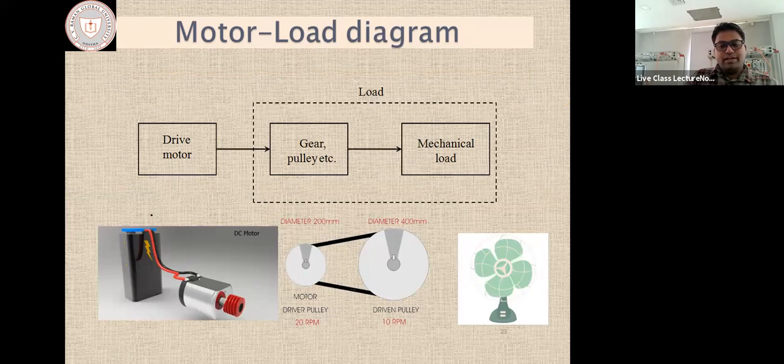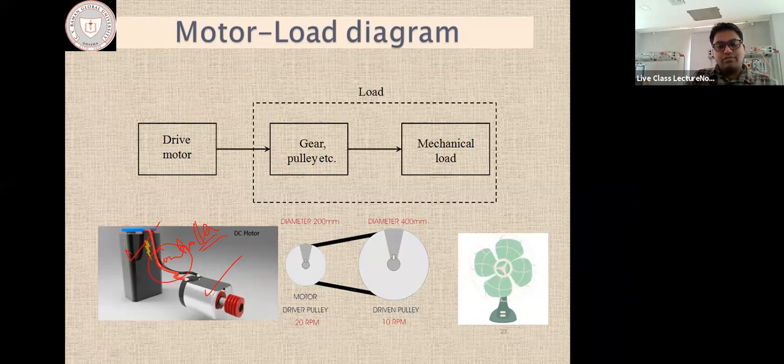So in order to make a drive, what all do we need? We need a power supply, right? Like this, this power supply will be there. Then a DC motor has to be there. In between, a controller might be there, the controller and the drive system. But we will talk about the interface between the motor and the load.